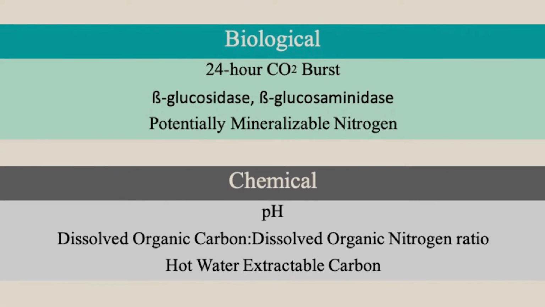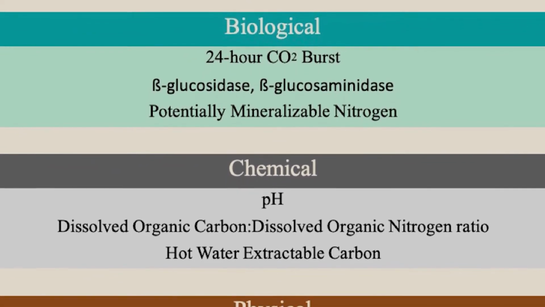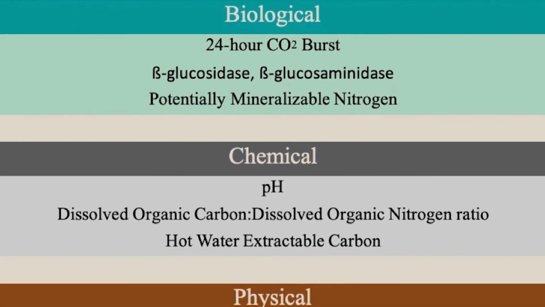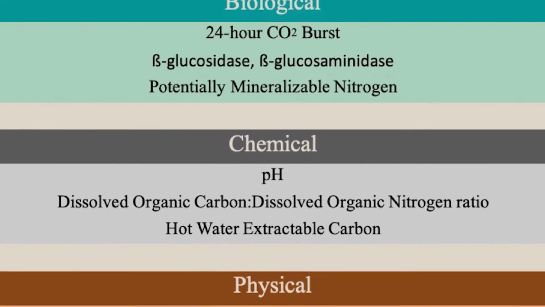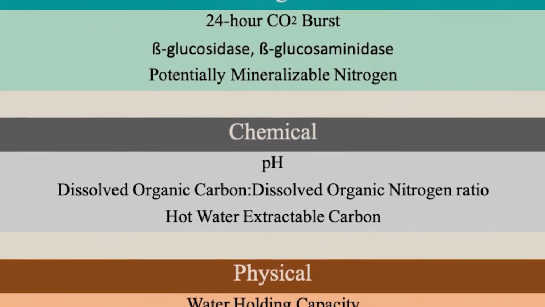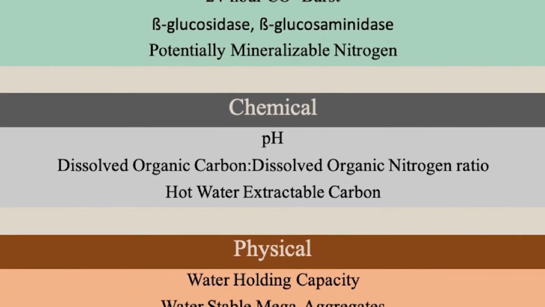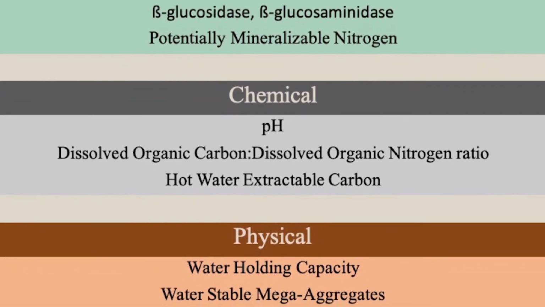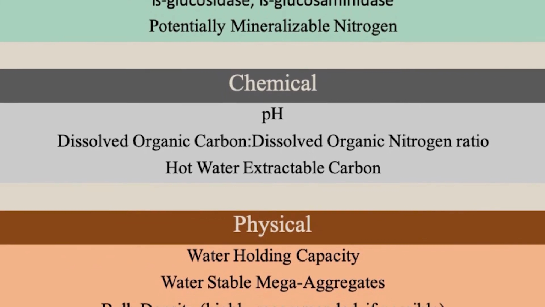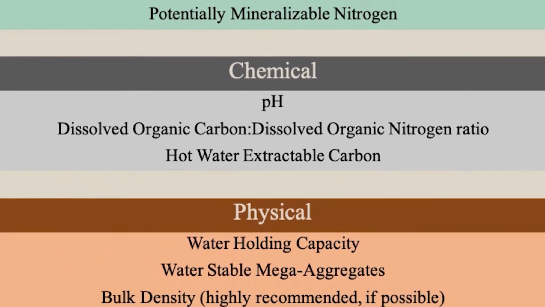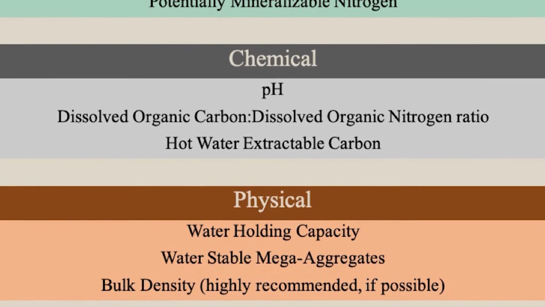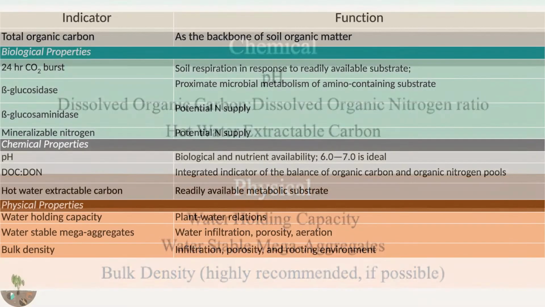And then our chemical tests: pH, dissolved organic carbon, dissolved organic nitrogen, which is a bioavailable form. And then hot water extractable carbon, that's available to microbes. And then our physical tests: water holding capacity, mega aggregate stability, which gets to how your soil structure is, as well as bulk density.